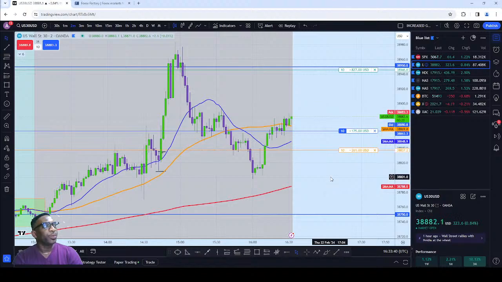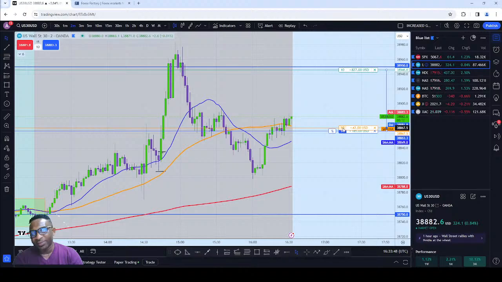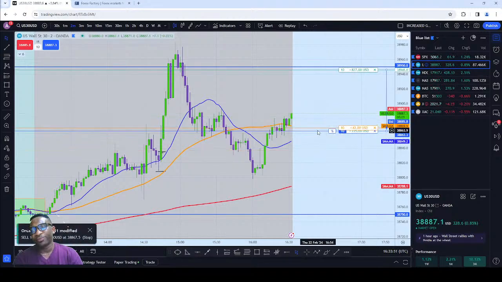Before we go, seeing these wicks and this push up, I will just move the stop loss above the entry to lock in the profits. So in case this doesn't work out, if there's any quick turnaround, we get home with some money.